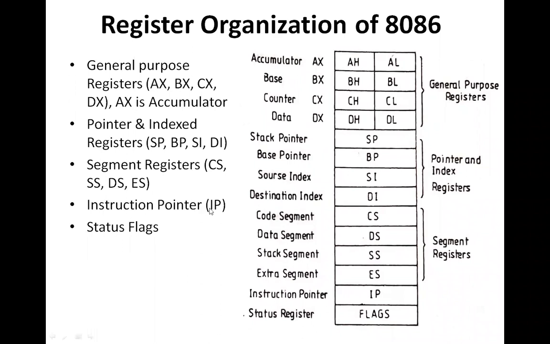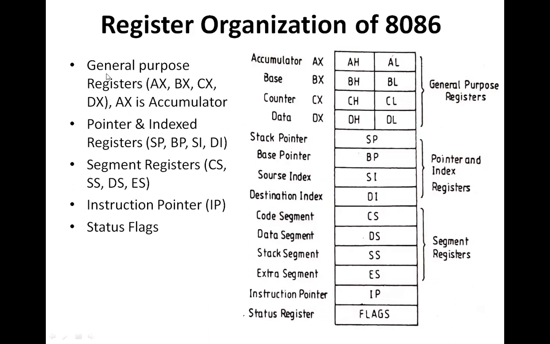The instruction pointer is very similar to the program counter in 8085. In 8086, the name of the program counter is changed and it becomes the instruction pointer. Its purpose is to give the address of the next instruction to be fetched. Since it provides the address of the next instruction, the instruction pointer is a part of the bus interface unit. The status flag is a part of the execution unit, because the purpose of the execution unit is to execute. Whatever arithmetic and logic operation is done, it is done in the execution unit.